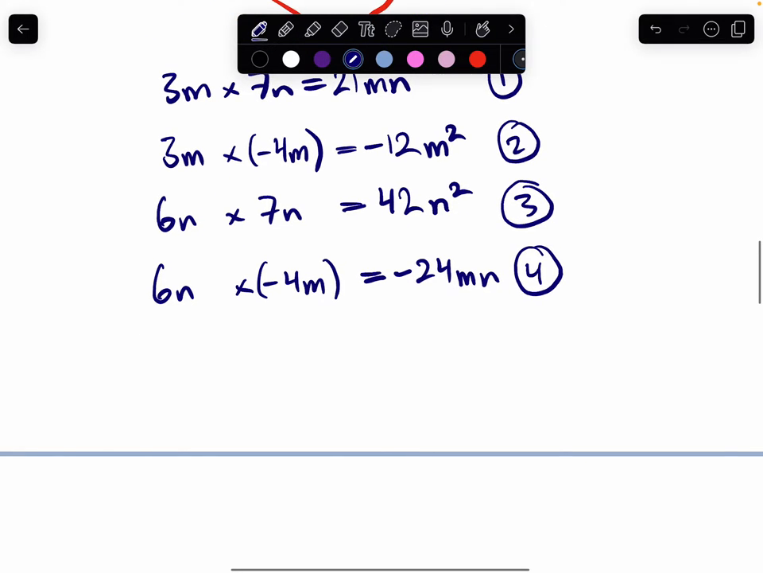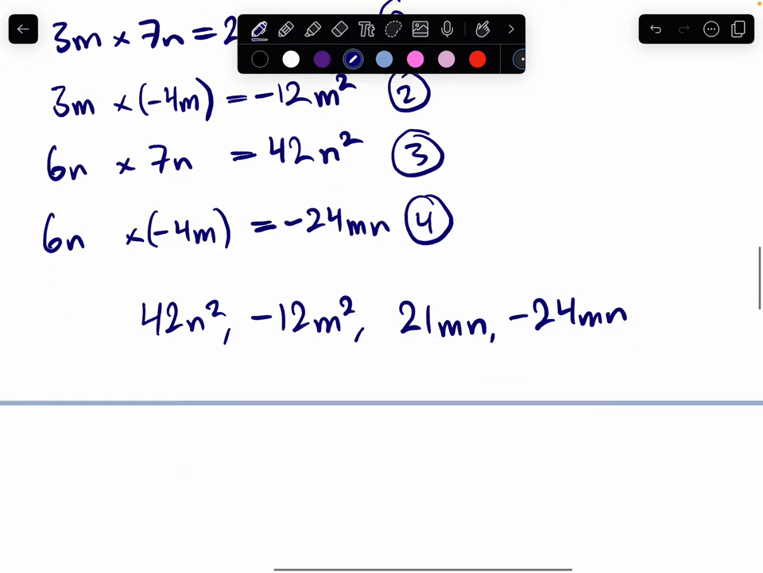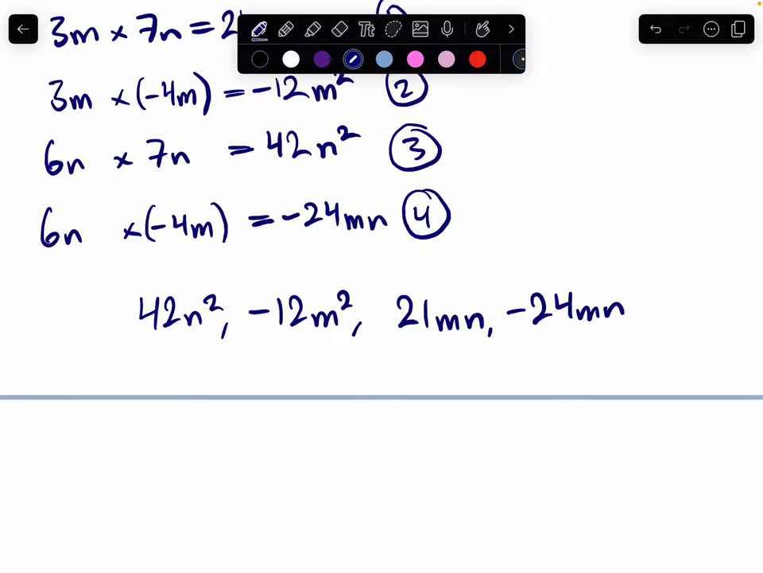Now what we do is we lay them out next to each other. So 42n squared, negative 12m squared, 21mn, negative 24mn. And we're going to try identify any like terms. So like terms is when you have things like this, mn and mn, that match each other. So we can combine these, because this is basically saying the same.